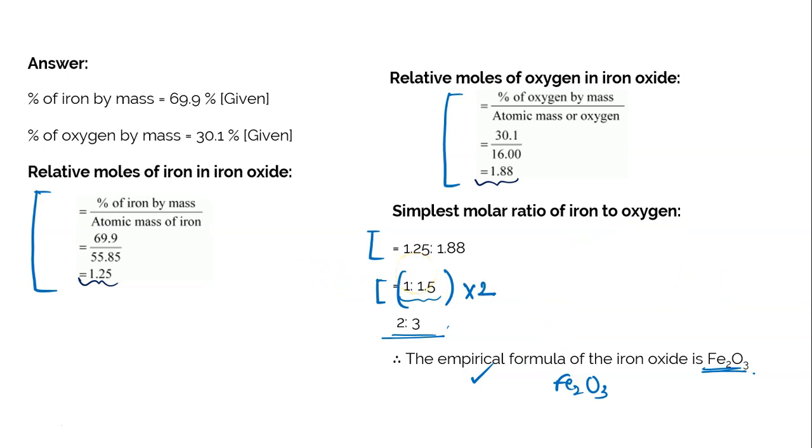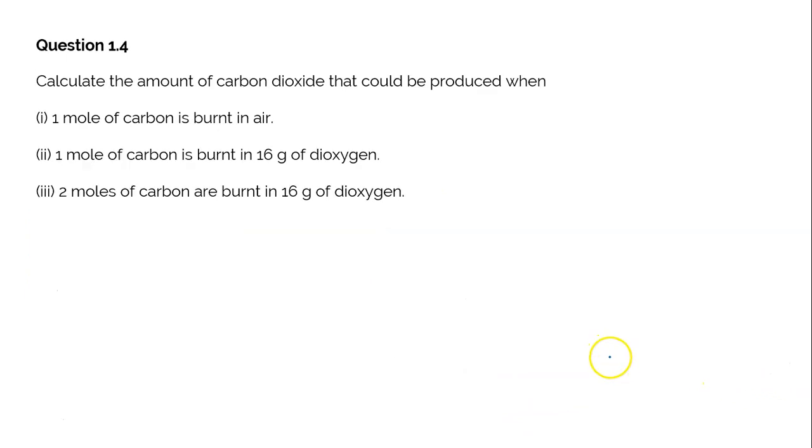Let's move on now. The empirical formula of iron and oxygen is Fe2O3. That is the answer to this question. We are moving on to question number 1.4. So in question number 1.4, it has 3 parts.